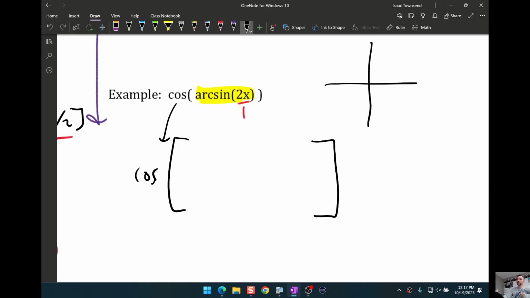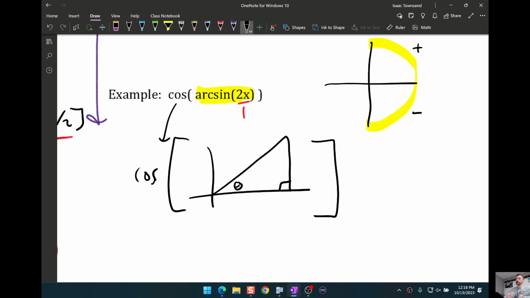So, what quadrants does inverse sine care about? 1 and 4. And in quadrant 1, sine is positive, and in quadrant 4, sine is negative. So if this was inverse sine of something positive, like positive 2x, we should sketch a reference triangle that's in quadrant 1. But if it had been inverse sine of something negative, I would need to make my triangle look like it's in quadrant 4. Sometimes you can still get lucky if you don't make them in the right quadrant, but we need to practice for consistency.